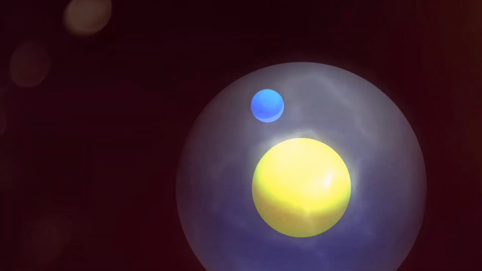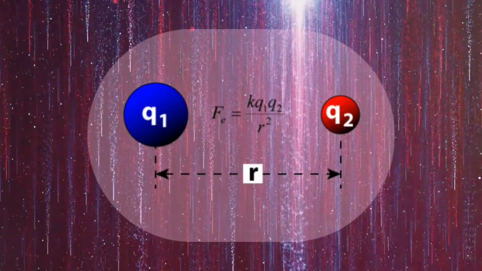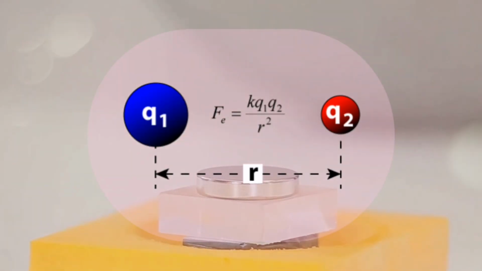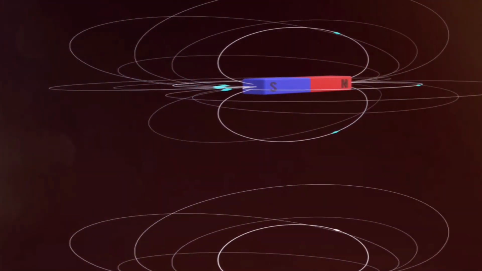attracts negative. One of the most important laws in electrostatics is Coulomb's law, which tells us how charges interact with each other. According to this law, the force between two charges depends on how big the charges are and how far apart they are. The bigger the charges, the stronger the force. Also, the closer the charges are to each other, the stronger the force becomes.